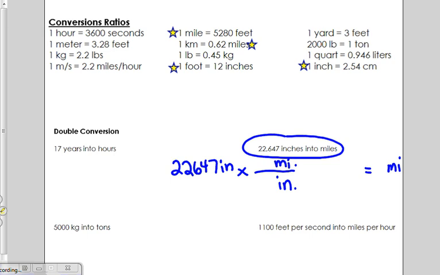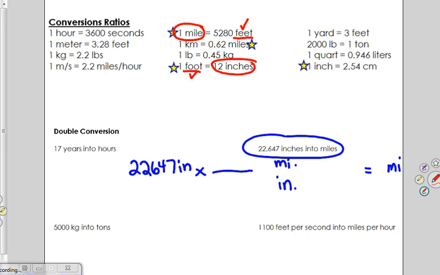probably because those two units are very far apart. Inches are small, a mile is large. The middleman, you might notice here, is feet. So what we're going to do is try to go from miles to inches by using feet as our middleman. We're going to change inches into feet and then feet into miles.